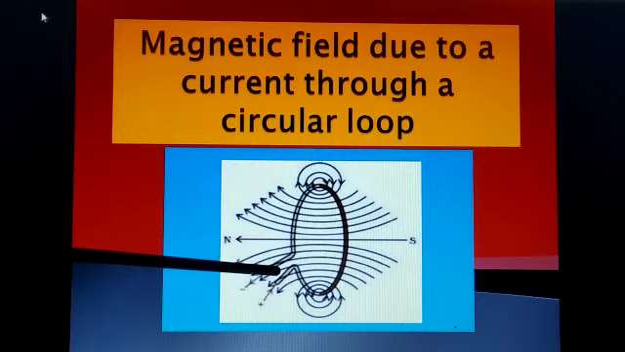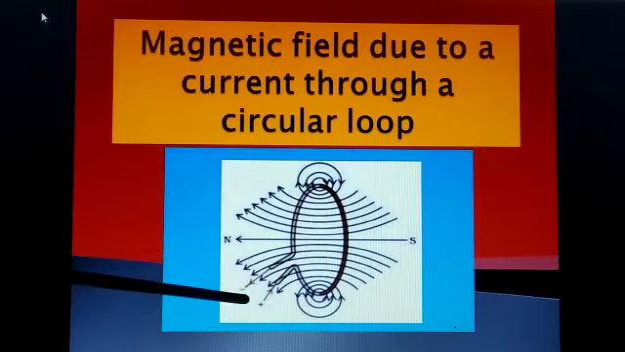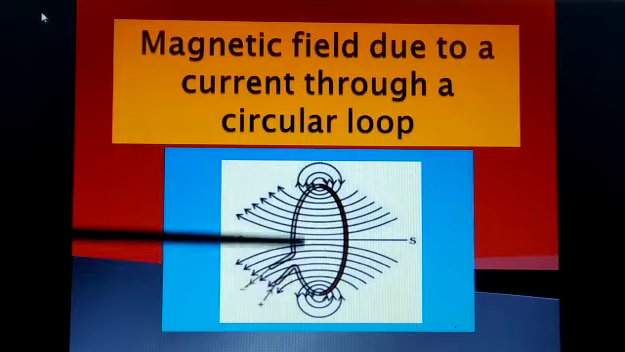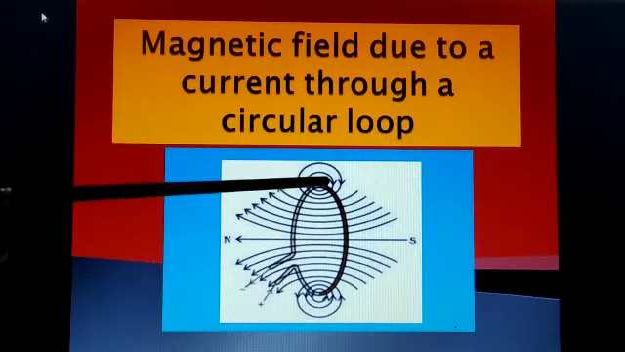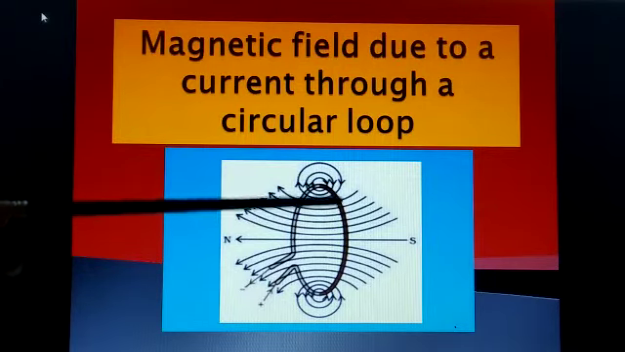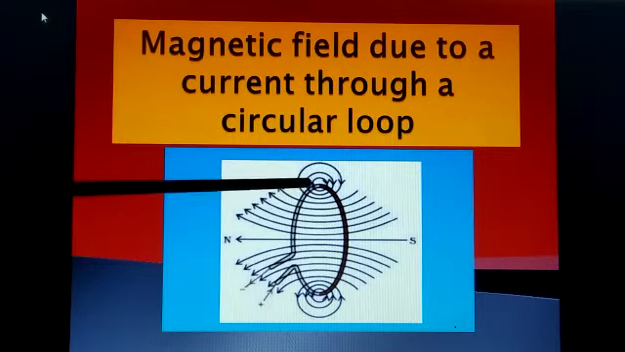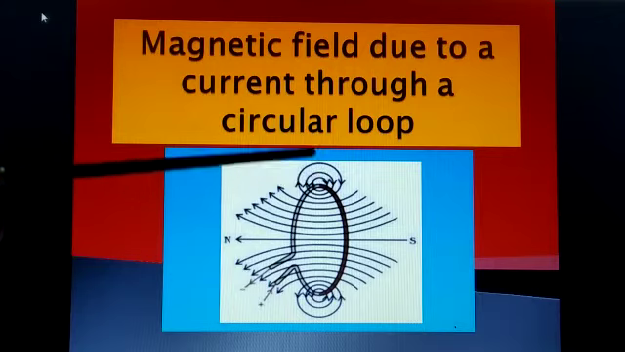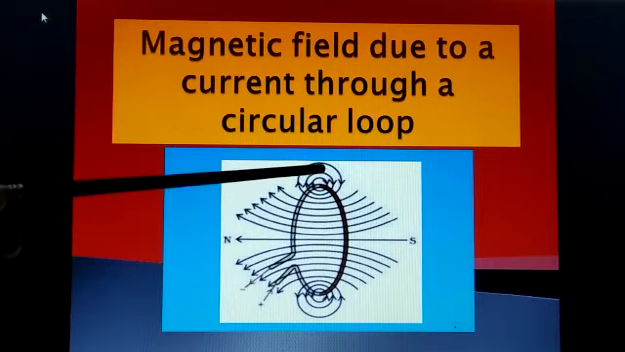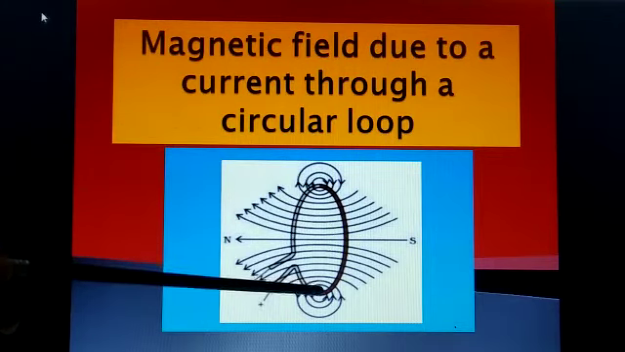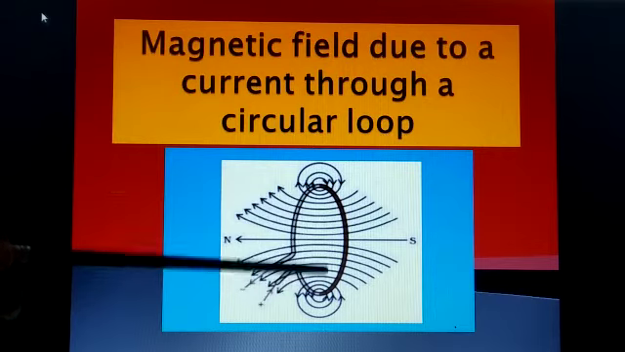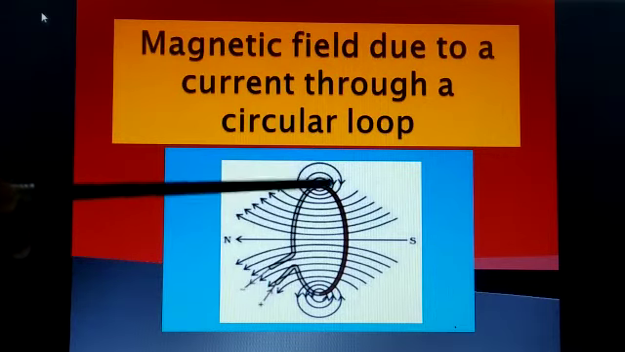If you connect this circular loop with a cell or battery, then when we switch on the key, the current passes through this circular loop. Then around that circular loop, a magnetic field will be produced like this. It is the pattern of magnetic field produced around a circular loop. Near the circular loop, the pattern is concentric circles.